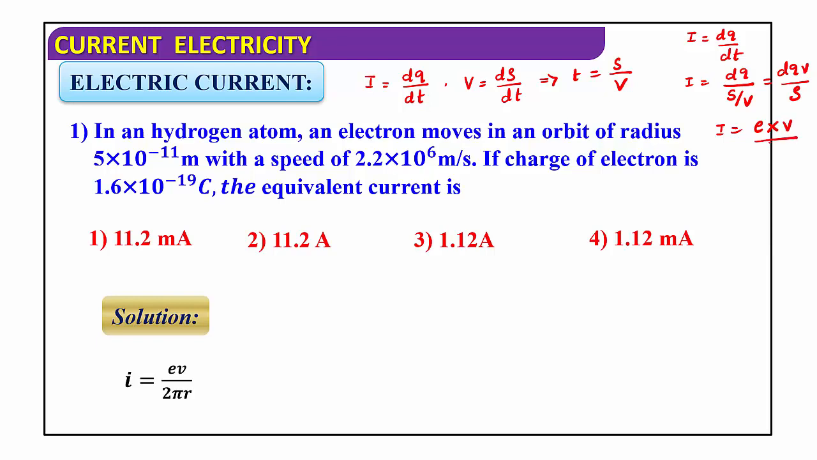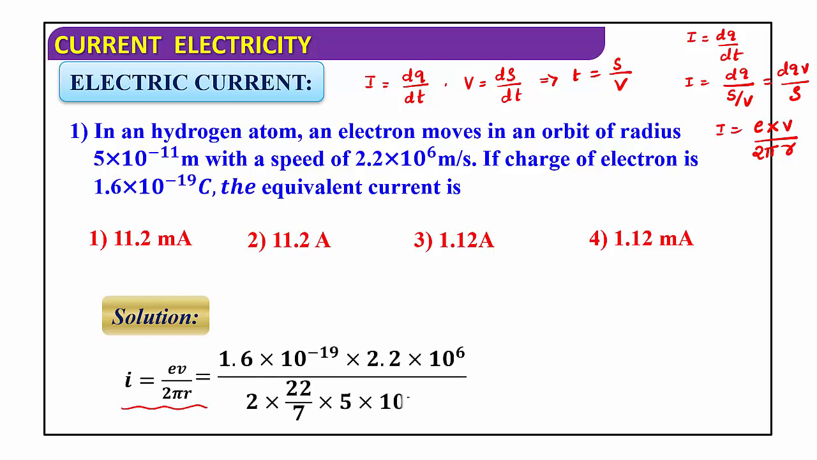divided by displacement. Displacement of the electron means what here? Electron is revolving, right? Means it is moving in an orbit of radius. It is moving in a circular path. So displacement is equal to what? Circumference of the circle. So in place of s, we can write 2 pi r. So this equation here it is given. I equal to EV divided by 2 pi r. Then directly you can substitute all the values. You will get the answer.